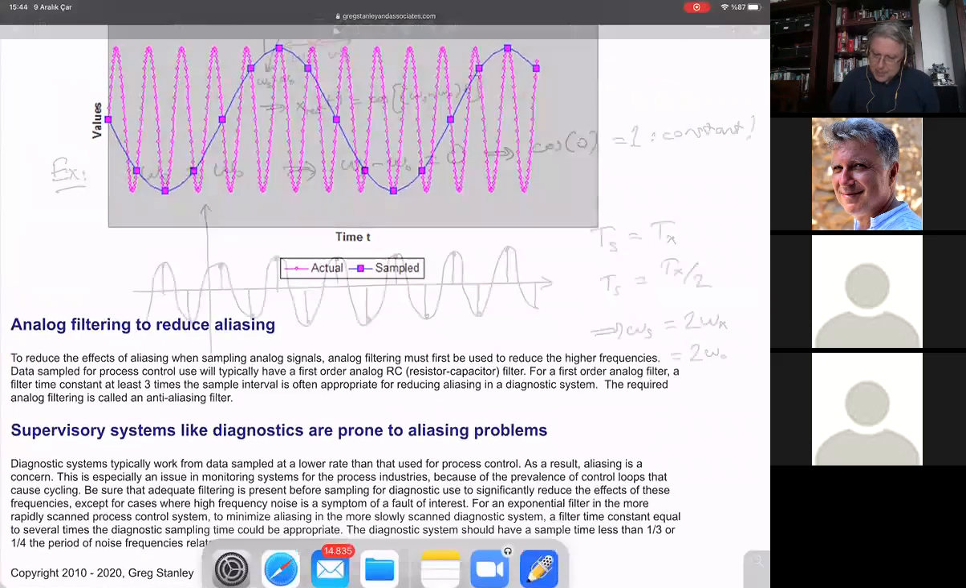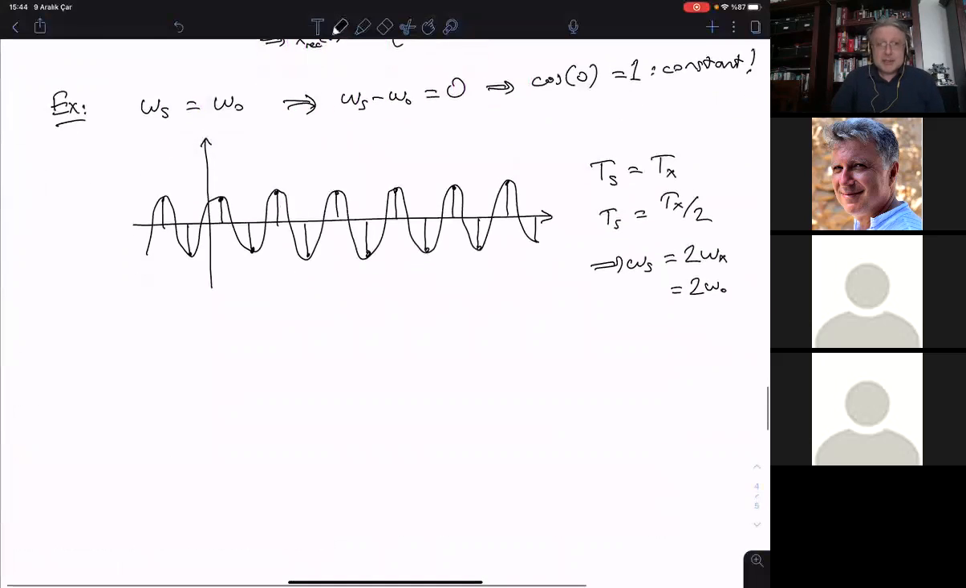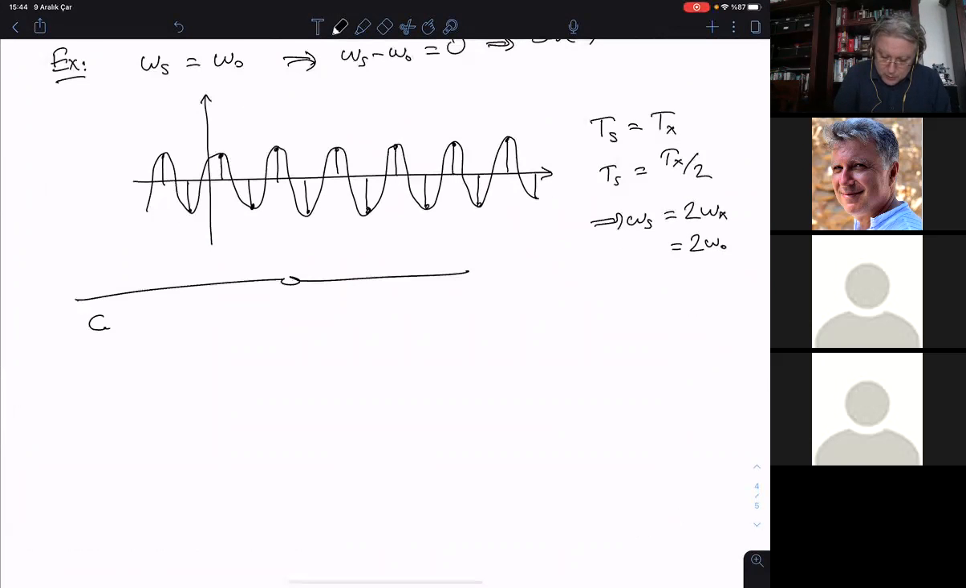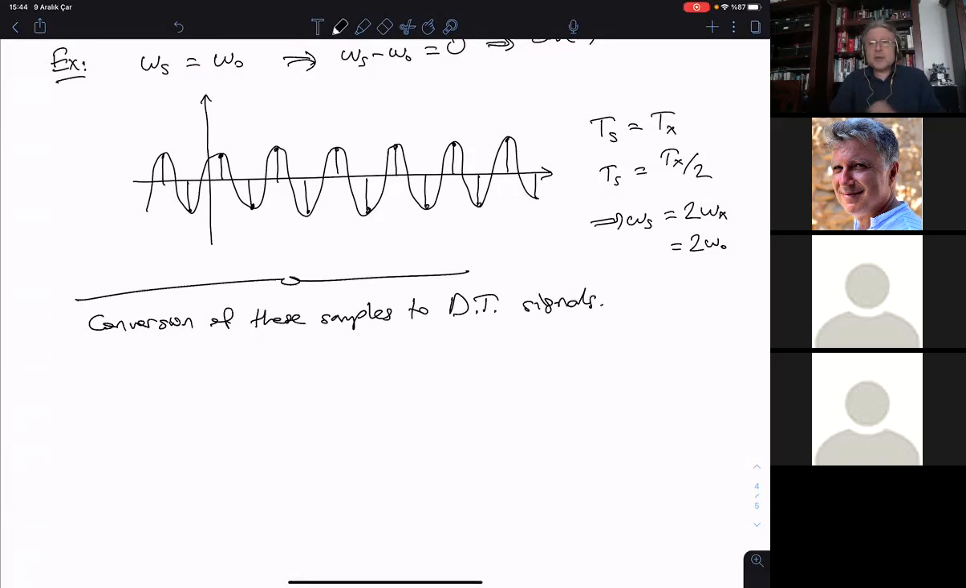All right, let's come back. Now at this point, the last thing for today is conversion of these samples to discrete time signals. Because what we found is not x of n. X of n is not there.